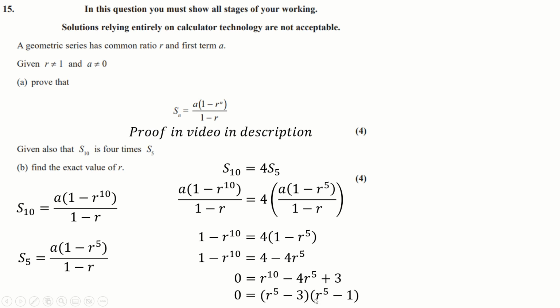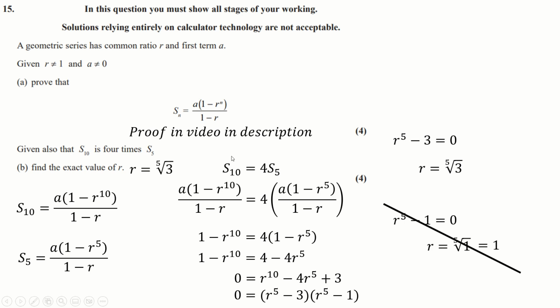So either this is 0 or this is 0. This would, of course, lead to that. This would lead to this. But this is just 1, and we've already been told that r isn't 1. So we'll ignore that, and we'll say the actual solution is this here.